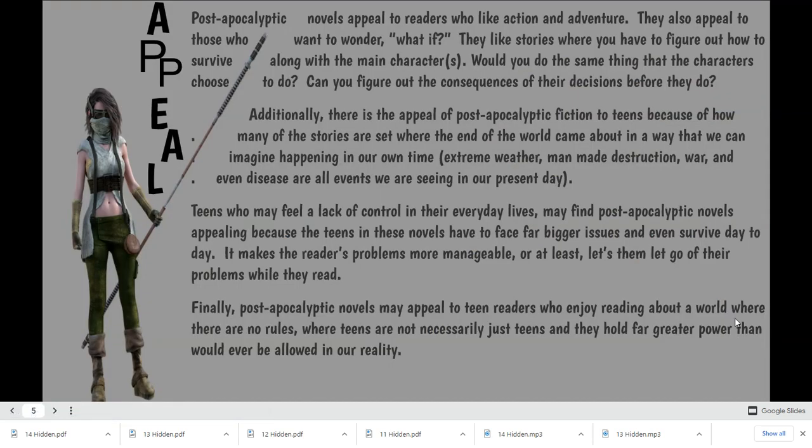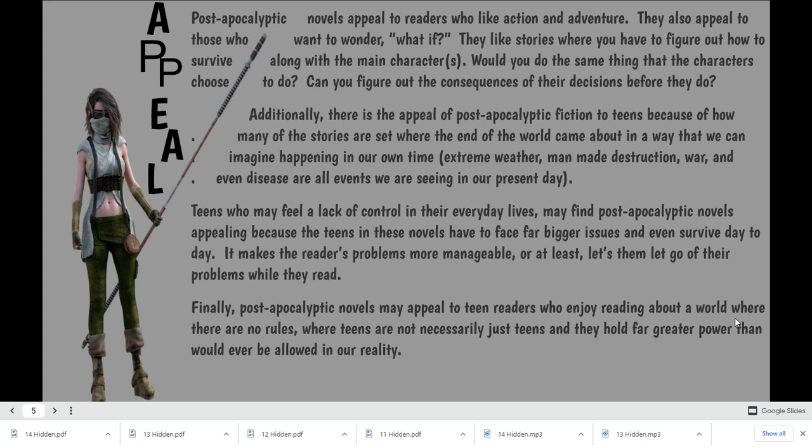So what's the big appeal? Post-apocalyptic novels appeal to readers who like action and adventure. They also appeal to those who want to wonder, what if? They like stories where you have to figure out how to survive along with the main characters. Would you do the same thing that the characters choose to do? Can you figure out the consequences of their decisions before they do?